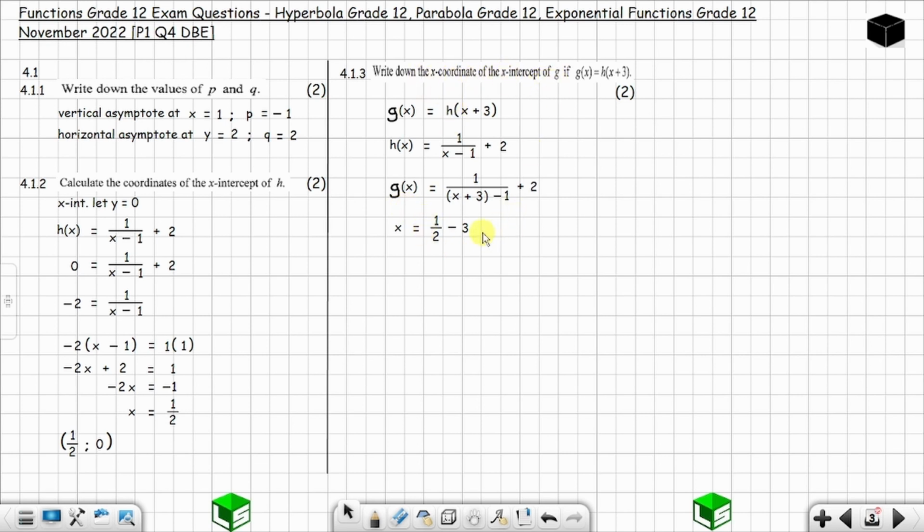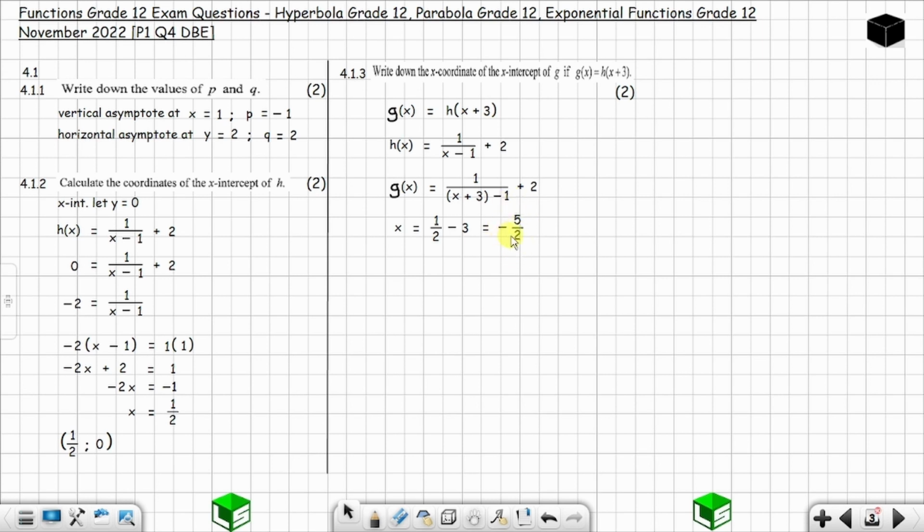This is going to give you a half minus 3. This is negative 2.5, and I can write it as a fraction. This is going to be negative 5 over 2.